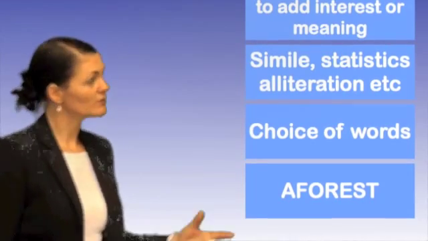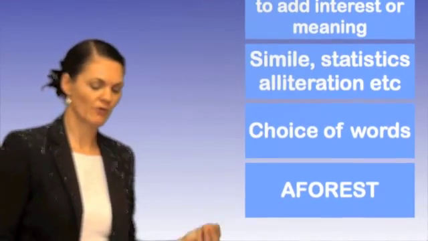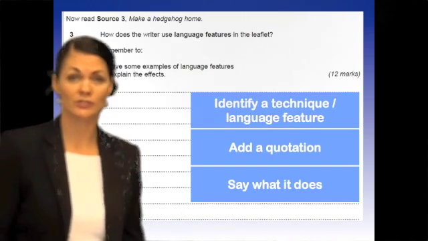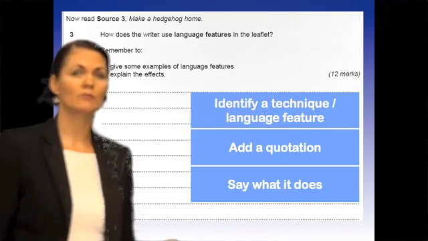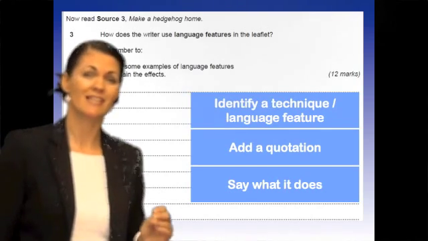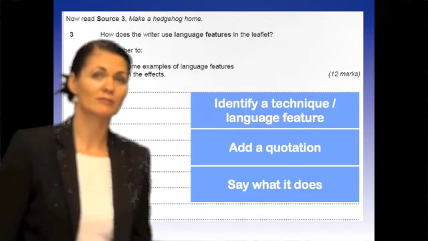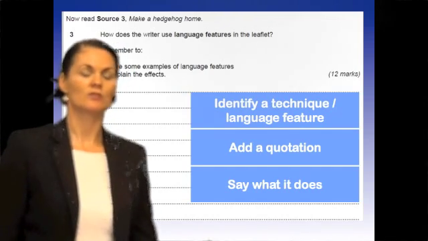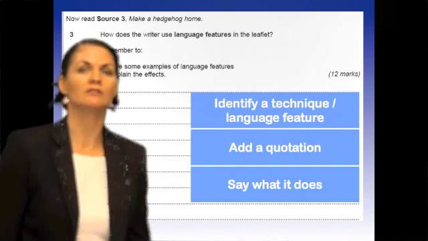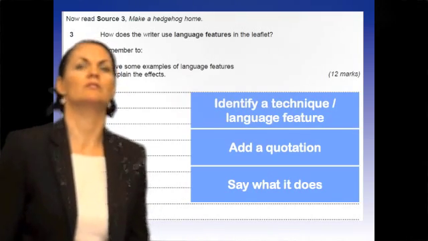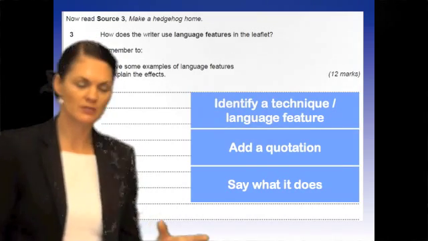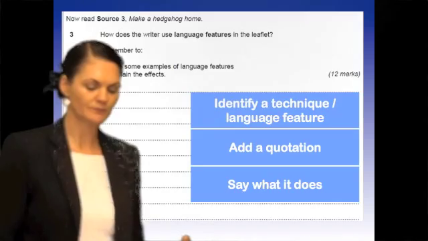So firstly then, what are you asked to do in question 3? Right, okay, the first thing is identify a technique or a language feature. As I've said, that could be something like alliteration, might be metaphor. They are not going to make this easy for you though. They're not just going to give it to you on a plate. The things aren't going to be immediately obvious, or it may be a very specific feature of language.